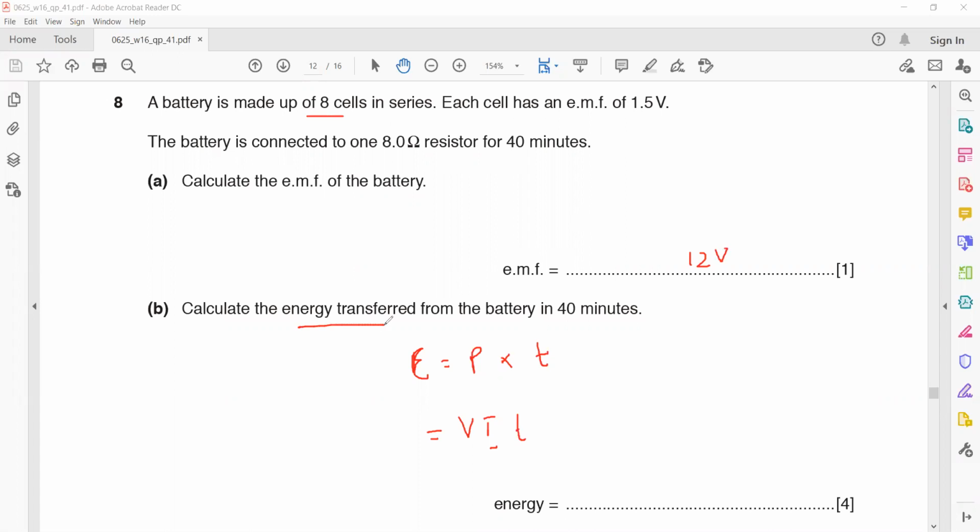But for the next question, we need the energy transferred from the battery in 40 minutes. As we know, energy is power multiplied by time, so we can write energy is VIt. We know the voltage, and we know the time, but we don't know the current. If we don't know the current and we know the resistance, which formula can we use? We have the formula V is equal to IR.